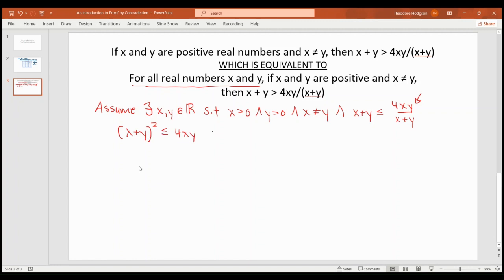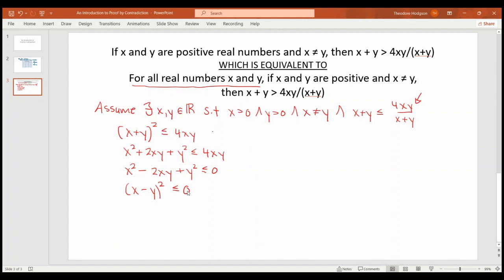And then I'll expand that out. I know that x squared plus 2xy plus y squared is less than or equal to 4xy, which says if I subtract 4xy from both sides, that x squared minus 2xy plus y squared is less than or equal to 0. And then I can factor that. That's a perfect square. That is x minus y quantity squared is less than or equal to 0.